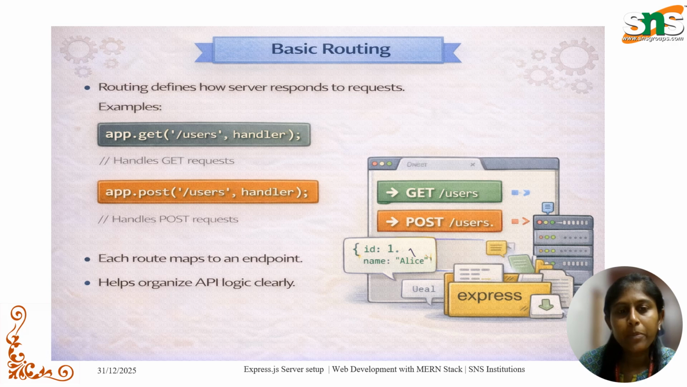Now let us think practically. In a real-world project, we don't just create one route. We may create /users, /products, /orders. So Express allows us to define multiple routes easily. This is why Express is preferred all over the industry for building REST APIs.